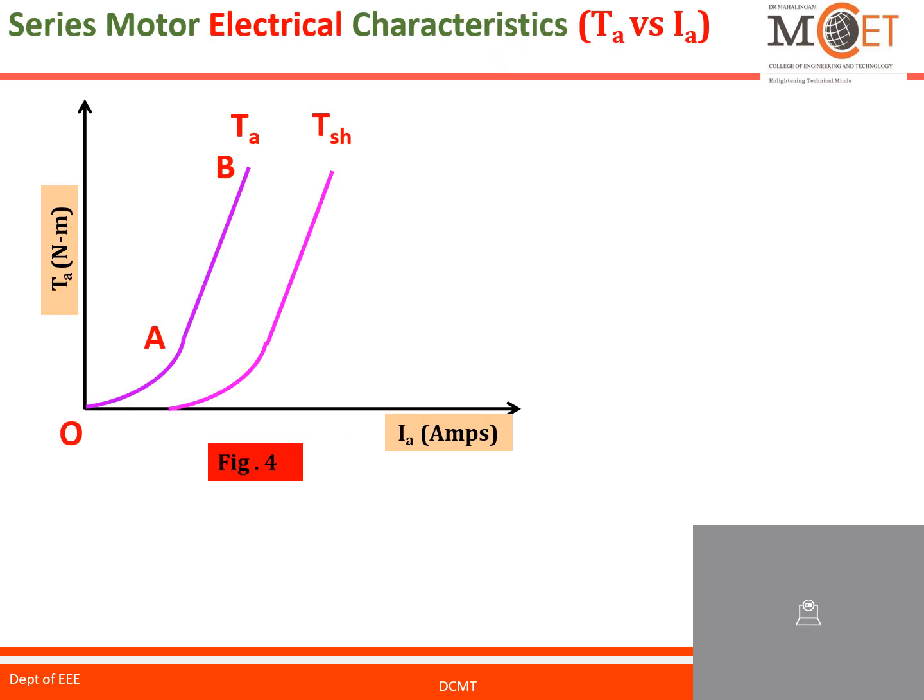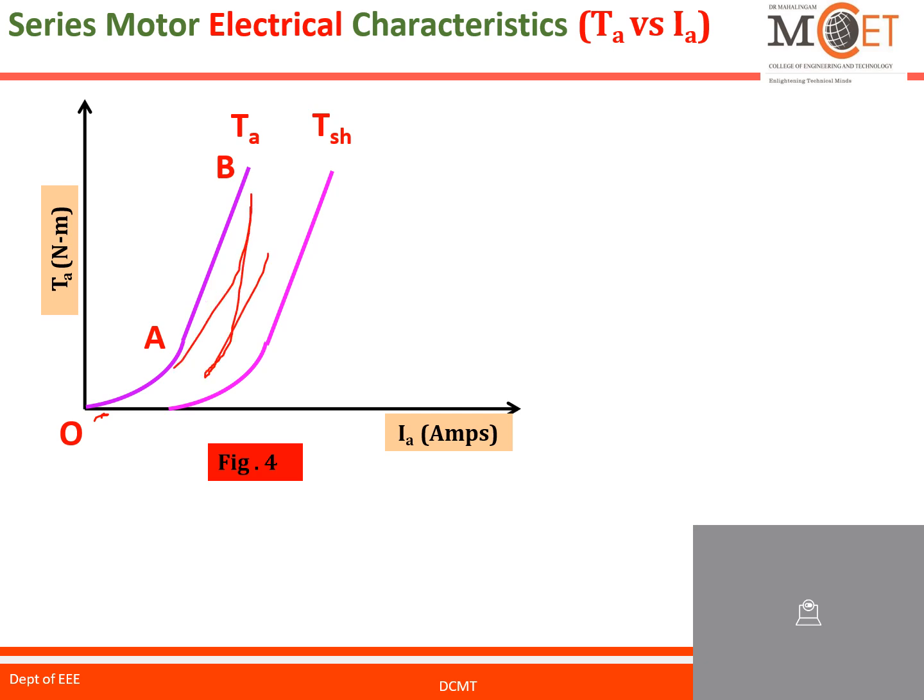The third one, series motor characteristics. Here, when compared to the shunt motor, the series motor behaves differently. Same as before, x-axis armature current and y-axis armature torque. Before magnetic saturation, the flux increases with the current. Therefore the torque becomes proportional to current squared. Okay, the graph becomes parabolic. See that the graph becomes parabolic.